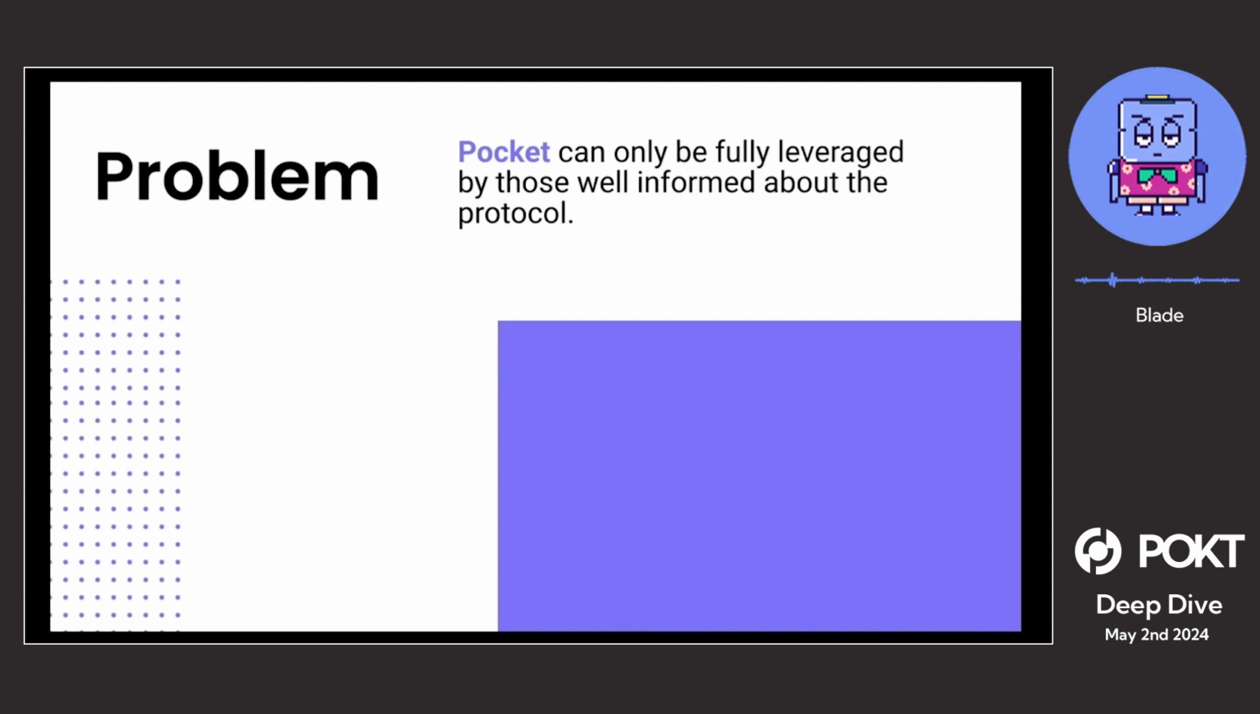But before we go into that, I do want to talk about why we developed the gateway server in the first place and why it's useful. So the problem statement here is that Pocket can really only be leveraged by those who are well informed about the protocol. Not saying that it can't be used by others, but whenever you really think about it, there's just so many things that happen within a protocol, right? It's not as simple as tapping into a simple HTTP endpoint because Pocket is a blockchain.